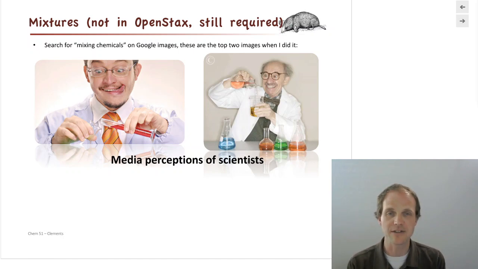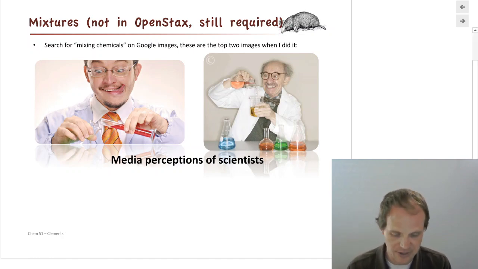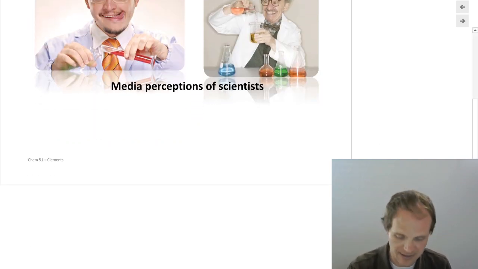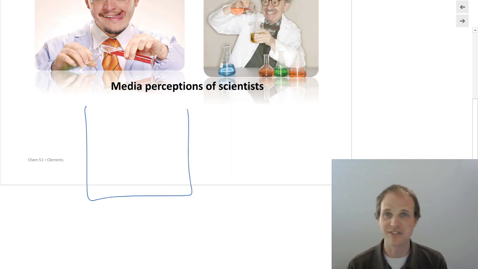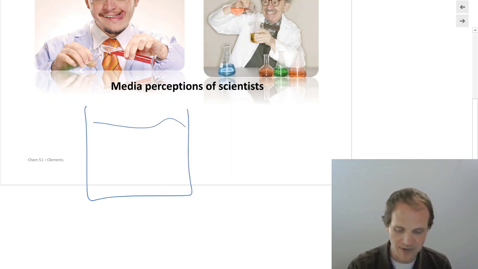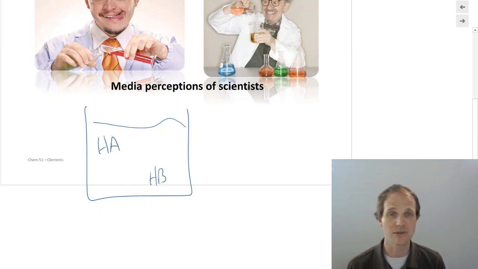What we're going to talk about is what happens when we have a solution that doesn't just have one acid in it. Before we were saying, oh, we've just got HA or we've got HCl, but what if it has two acids in it? So we're going to do HA and HB. What's going to happen to the pH of something when there's a mixture of acids?